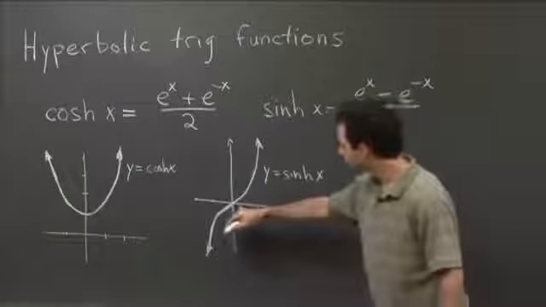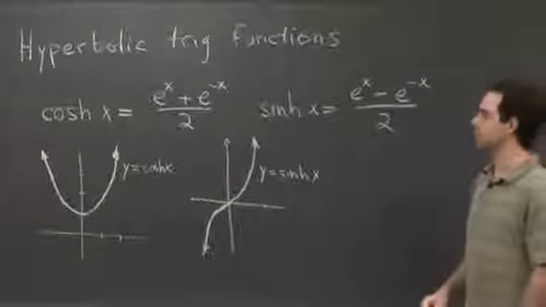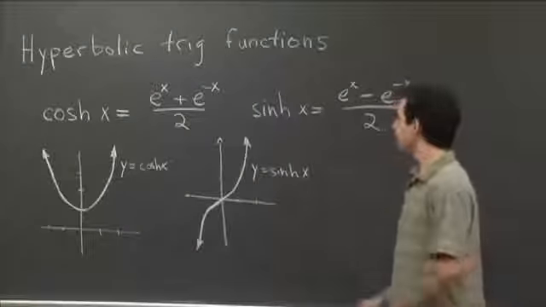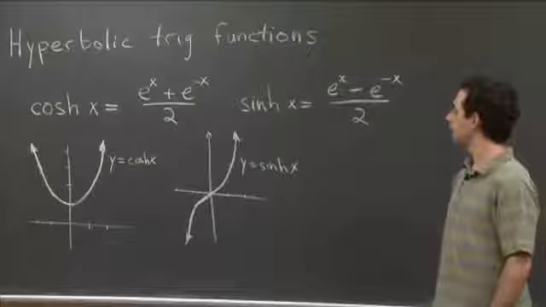If you were curious about what the slope is at the origin, you could quickly take a derivative and check that the curve is passing through the origin with slope 1. So this is a basic picture of what these curves look like.